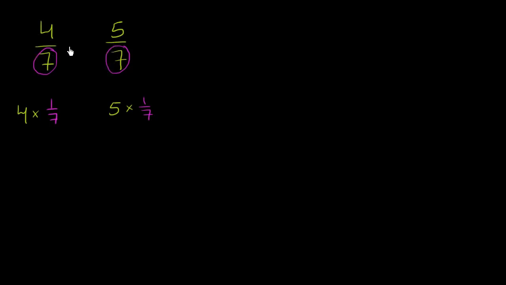And so what we can do is we can write a less than symbol. And the way that I remember less than and greater than is that the point, the small side of the symbol, always is on the same side as the smaller number. So this could be read as 4/7 is less than 5/7, or that 4 times 1/7 is less than 5 times 1/7.